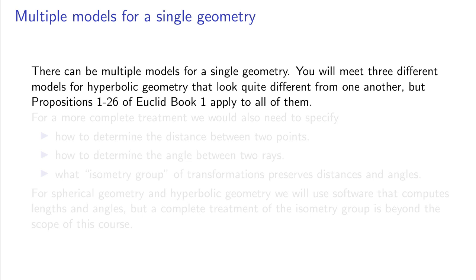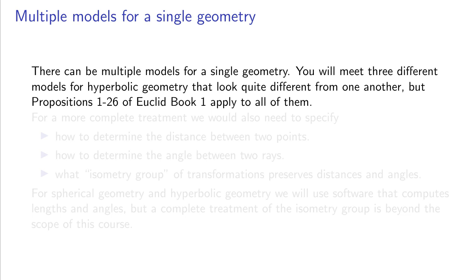You will discover, for the example of hyperbolic geometry, that there can be multiple models for a single geometry. You'll meet 3 different models for hyperbolic geometry. In one of them, the points of the geometry are points inside the unit circle. In another one, the points are points in the upper half of the xy plane. And in the third of these, the points are points on a hyperboloid. These are 3 different models for the same geometry, and remarkably, the first 26 propositions of Book 1 of Euclid's Elements apply to all of them.